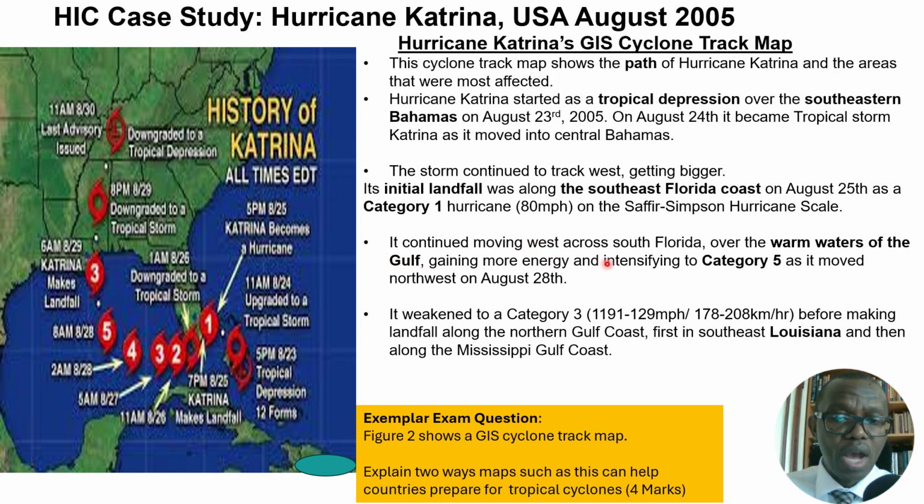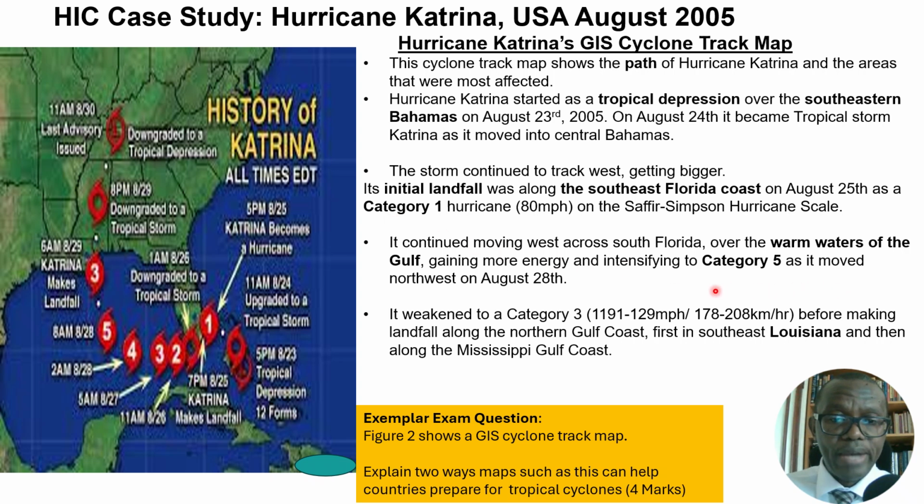So it continued to move west across South Florida over the warm waters of the Gulf. Now, that is this area here. Because it's moving over warm water, it's likely to pick up a lot more moisture, and that moisture is going to feed the storm and cause it to get a lot bigger. And you can see that by the time it gets here, it actually becomes a Category 5 hurricane, which is the highest it can get on the Saffir-Simpson scale. So that's a very, very powerful hurricane.